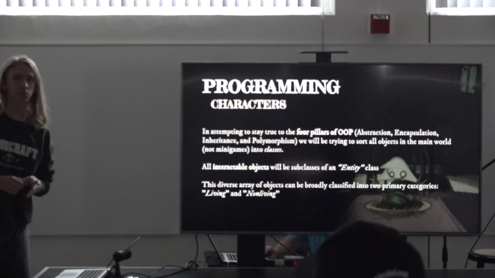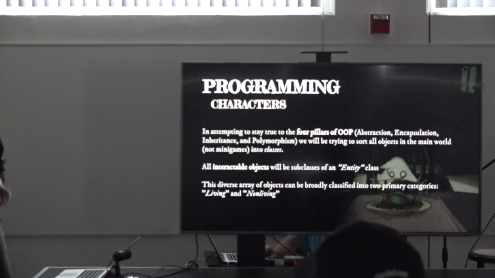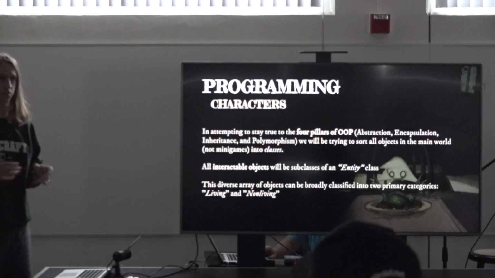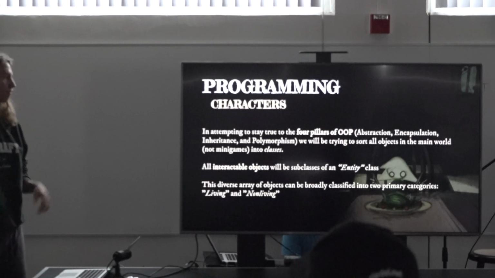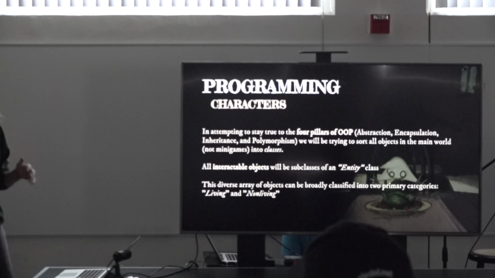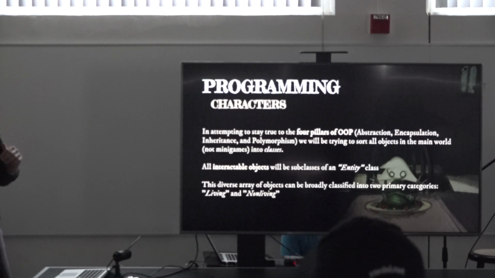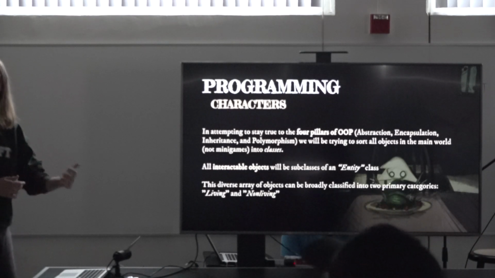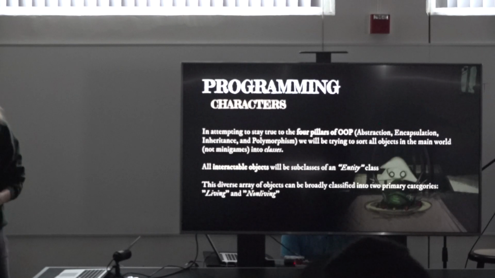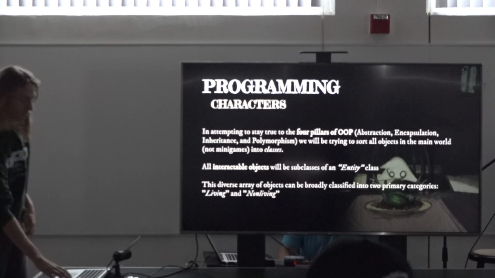Starting off with the characters, we want to make sure that we're staying true to the 4 pillars of object-oriented programming to make stuff as efficient as possible. To do this, any characters will be sorted into subclasses of an entity parent class. All interactable objects will be a part of this entity class, and that will allow us to share attributes across certain subclasses of the entity class, such as maybe there's a living subclass and a non-living subclass where we share different methods and attributes between them.